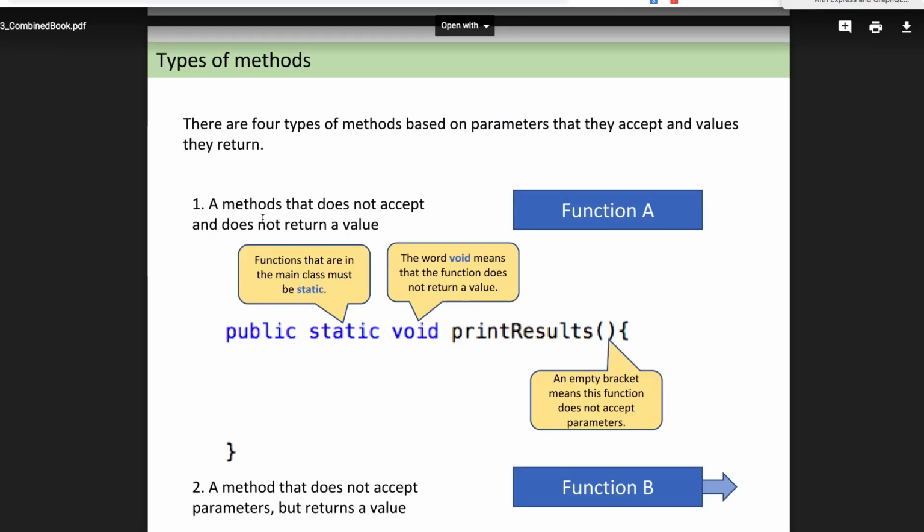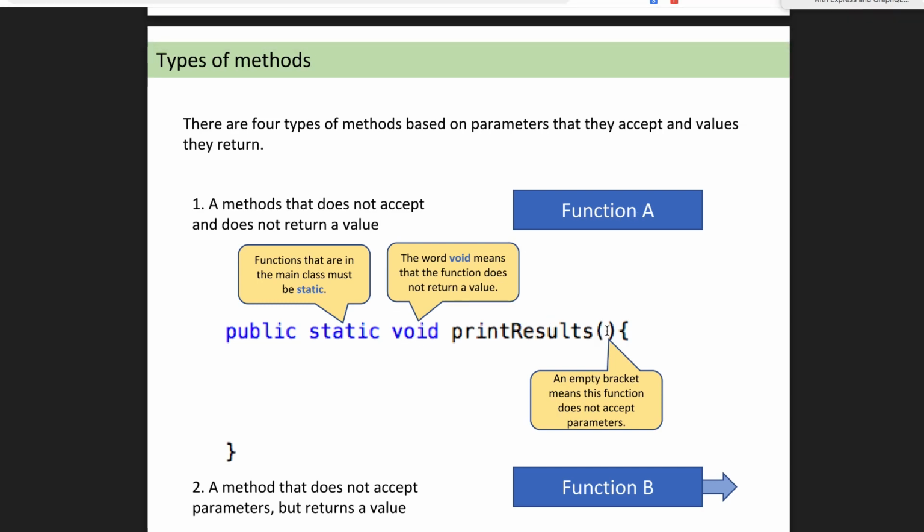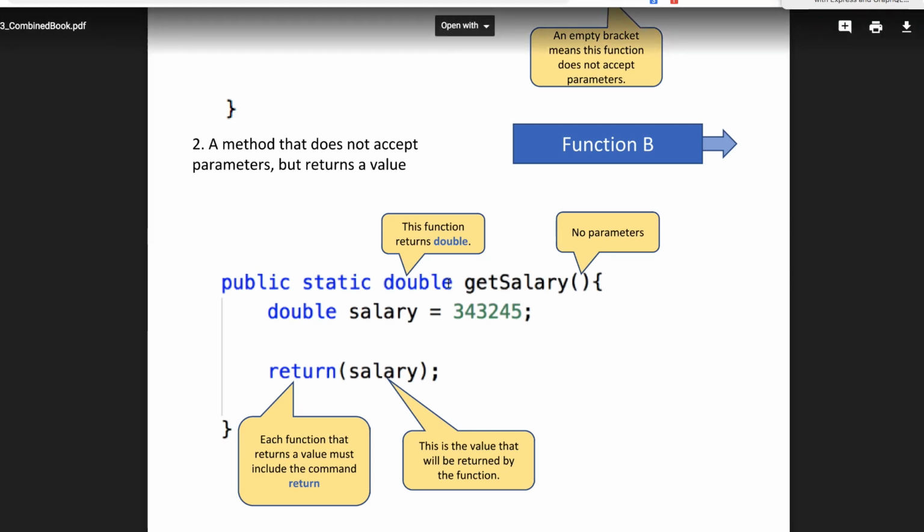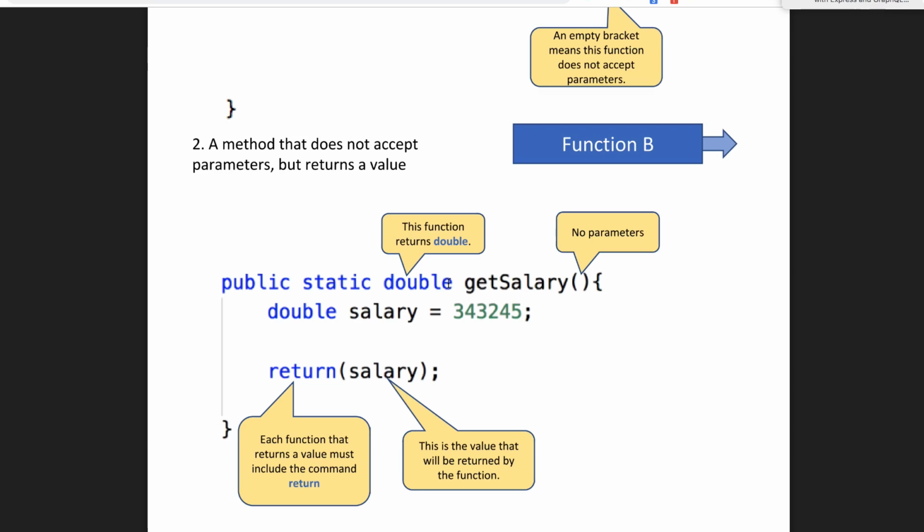The first one, function A, for example, receives nothing and returns nothing. When it returns nothing, you will get void. Void means it doesn't return anything. If the function returns nothing, when you create it, you use void. So void is a way to ensure it's not returning anything, and it's receiving nothing because there is no data type in between those two brackets. Here, this one receives nothing but returns double. So there's a function that receives nothing and returns a value.